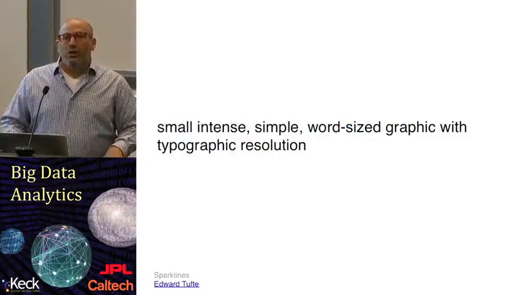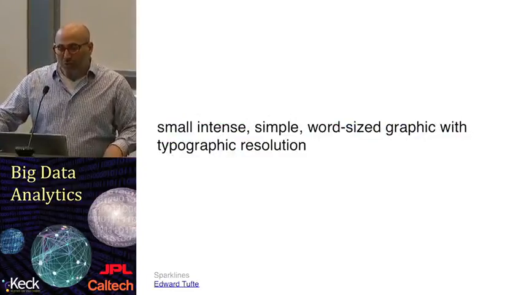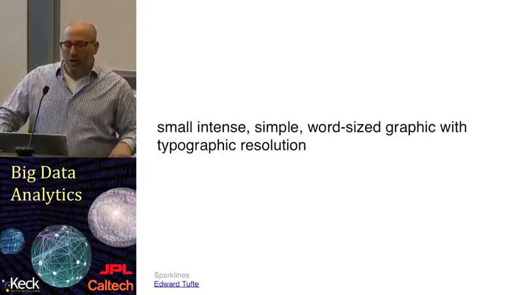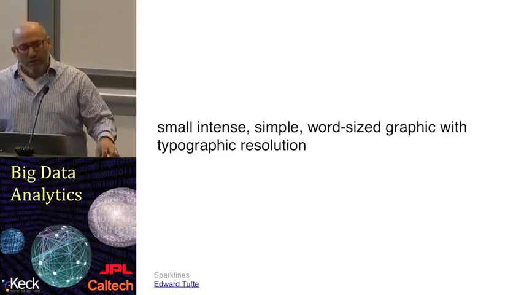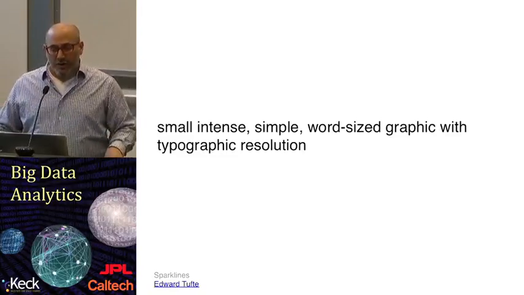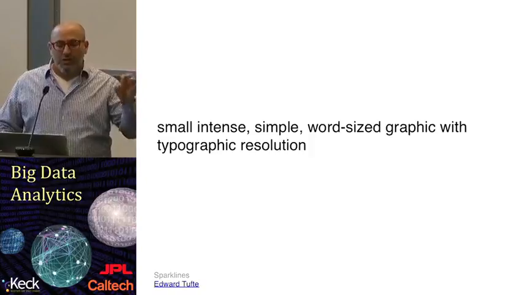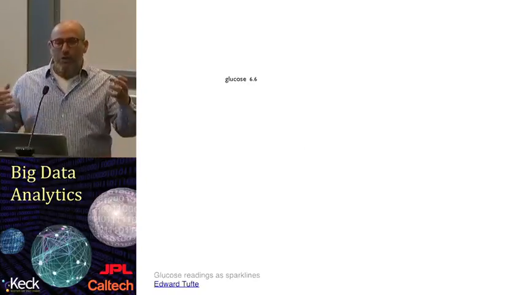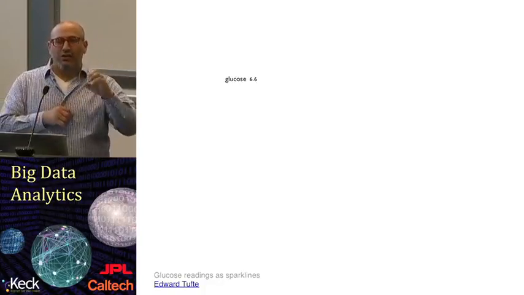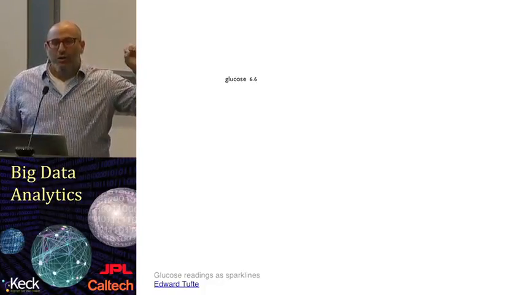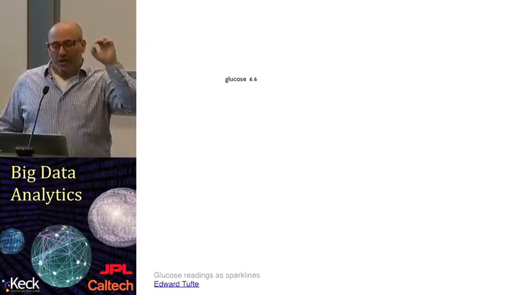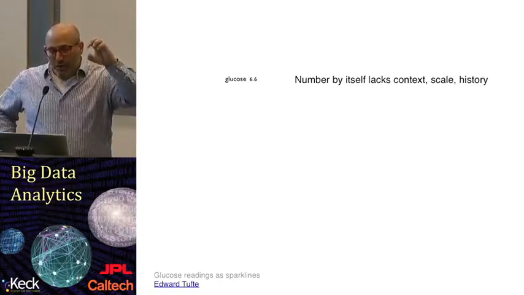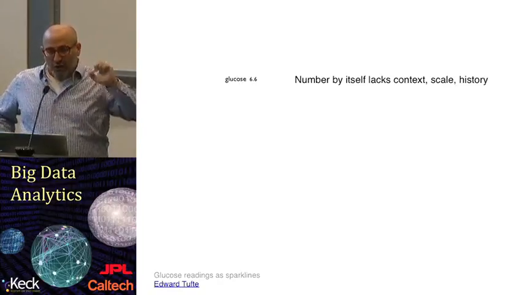One additional, very powerful technique for representing data is something that Tufte calls a sparkline. It's a very small, simple, word-sized graphic, and Tufte describes it as having a typographic resolution. What he means is these are graphics that we can embed into the very text of our scientific documents. If you have a number here, for example glucose at a level of 6.6, for many readers this number might have no context or scale or history.